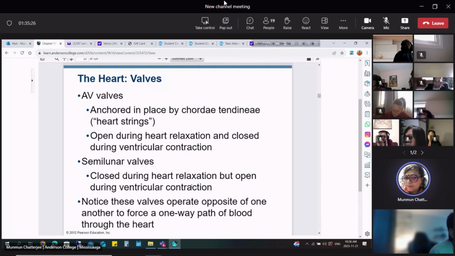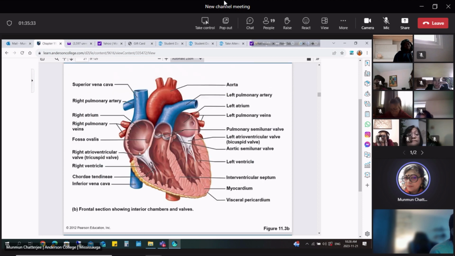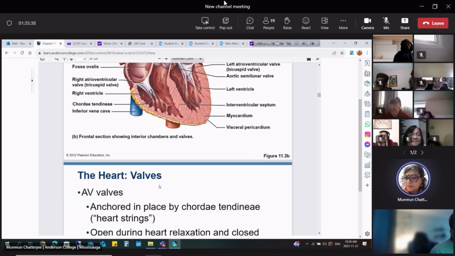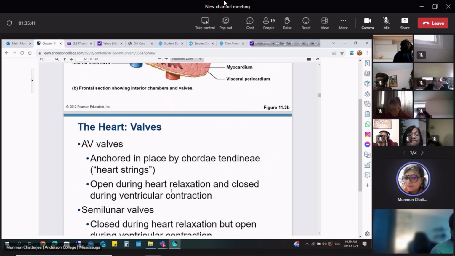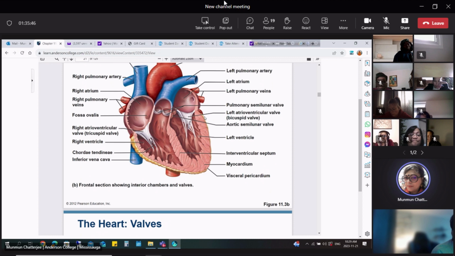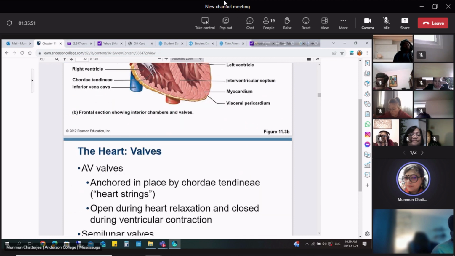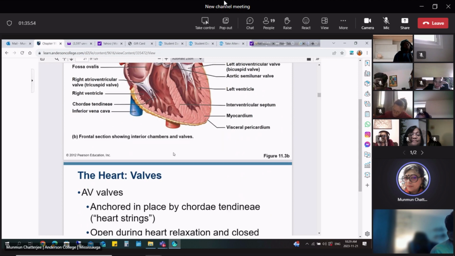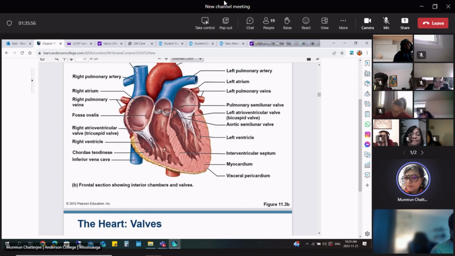So what do the AV, atrioventricular valves do? They are anchored in place by chordae tendineae, called the heartstrings that I told you about. They are attached with the chordae tendineae, a string-like structure. They open during heart relaxation and close during ventricular contraction. When the atria relax, they send the blood to the ventricle, and then the valve closes back.